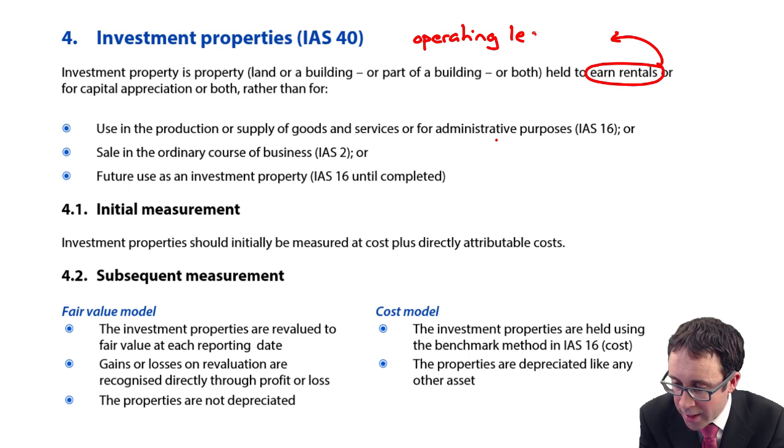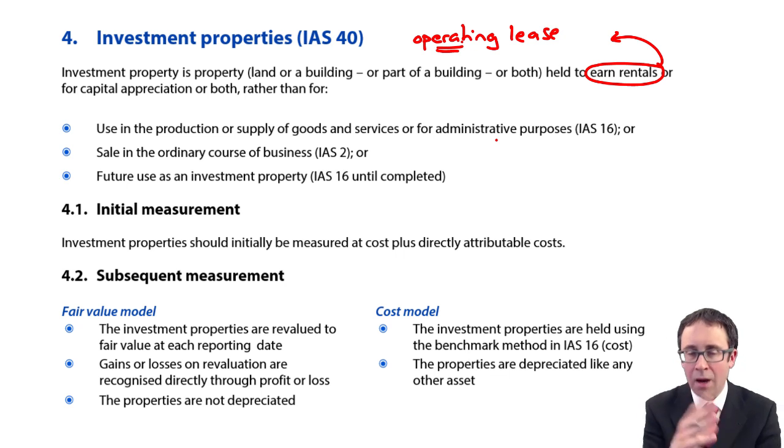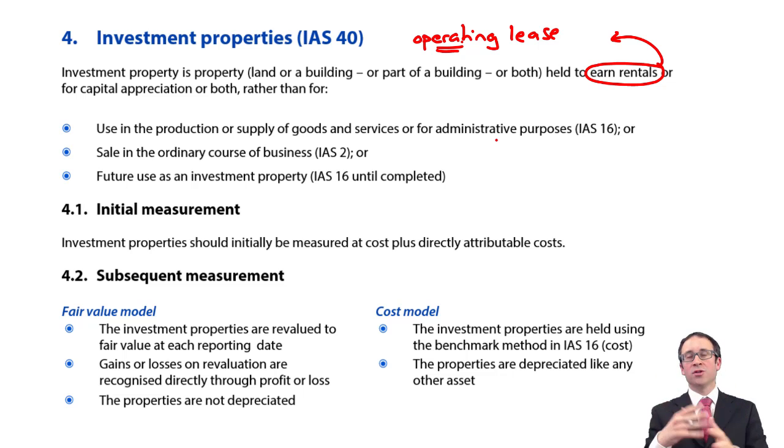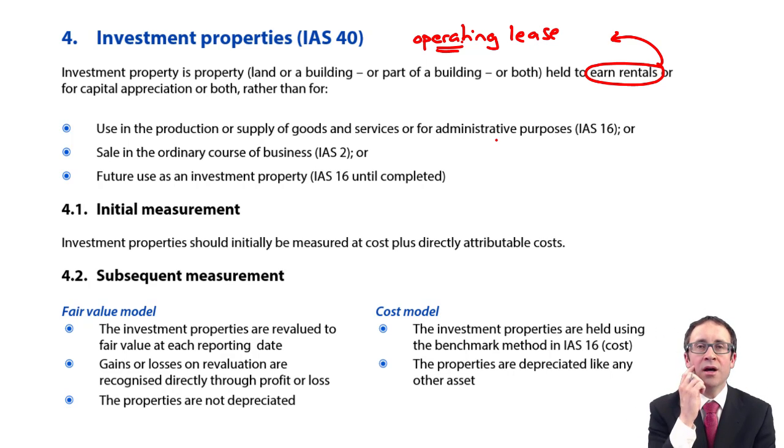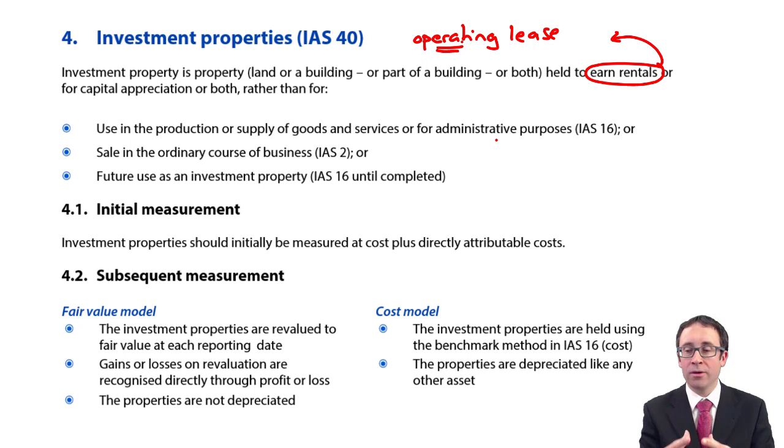under an operating lease. I'm not going to talk about the specifics of finance and operating leases just yet. But if it's an operating lease, then it is an investment property. If it's a finance lease, then it's not investment property, but that's maybe just complicating it too much. At this level, financial reporting, it would just be an operating lease. So you've got your land, you've got your buildings there to earn rentals. You're going to lease it out to somebody else.